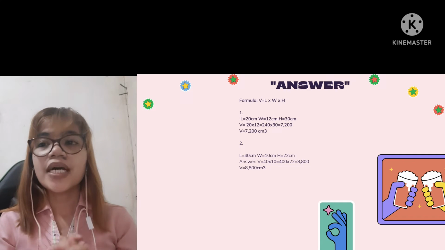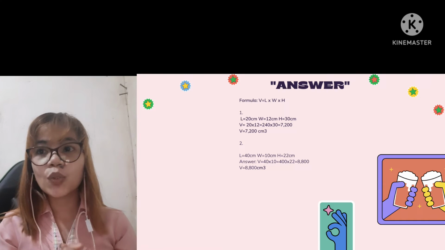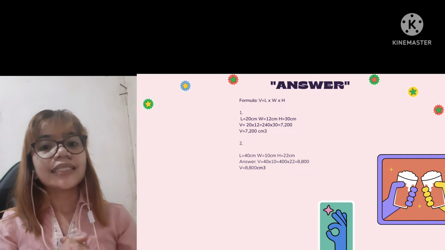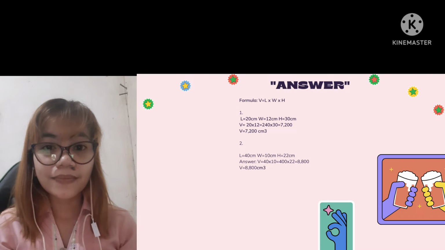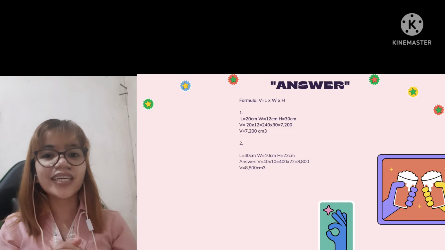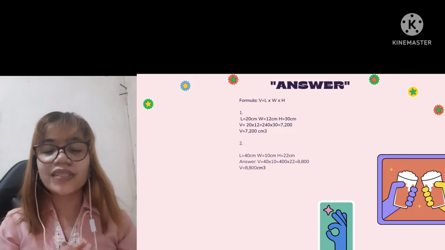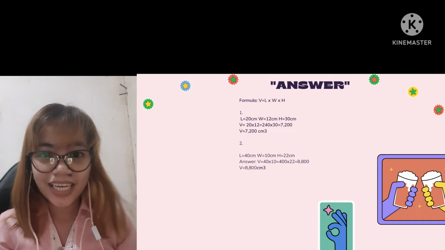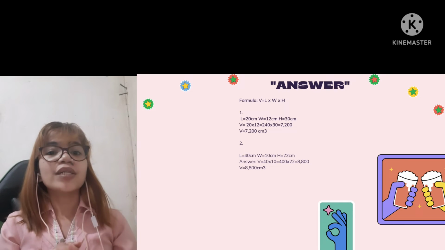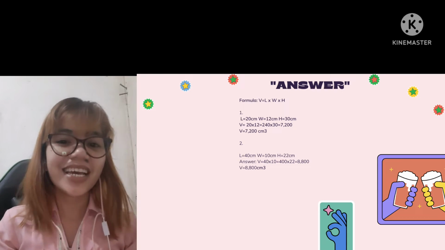240. So, since our height is 30, we will also multiply 240 by 30. So, 240 times 30 equals, who has a calculator? You can use a calculator, students. Okay, very good. So, equals 7,200. So, now the volume of the popcorn is 7,200 cubic centimeter. Okay, cubic centimeter.